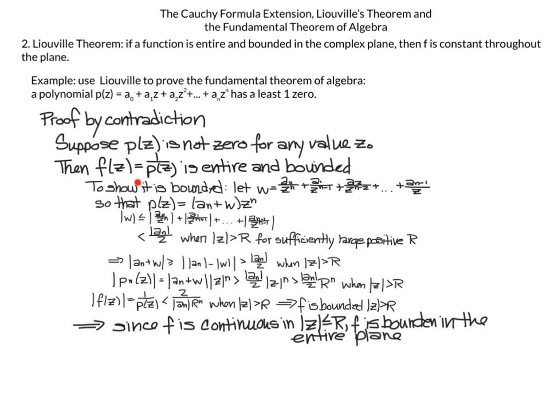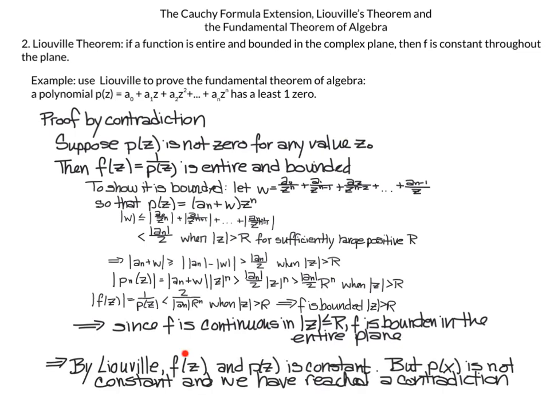So I'll minimize this to give myself more space, but we said that f is continuous and f is bounded in the entire plane. Now by Liouville, f of z and p of z are both constant, but p of z is not constant because it's a polynomial, and we have reached a contradiction, which means p of z must have had at least one zero.